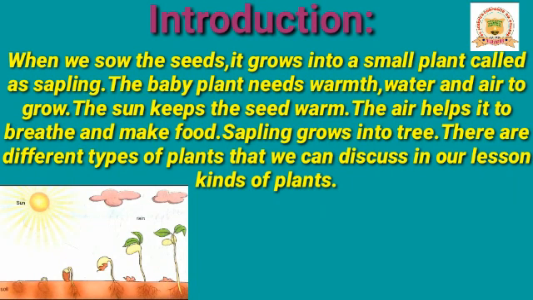When we sow the seeds, it grows into a small plant called a sapling. The baby plant needs warmth, water, and air to grow. The sun keeps the seed warm. The air helps us to breathe and make food. A sapling grows into a tree. There are different types of plants that we can discuss in our lesson, kinds of plants. So this is the introduction of our lesson, kinds of plants.